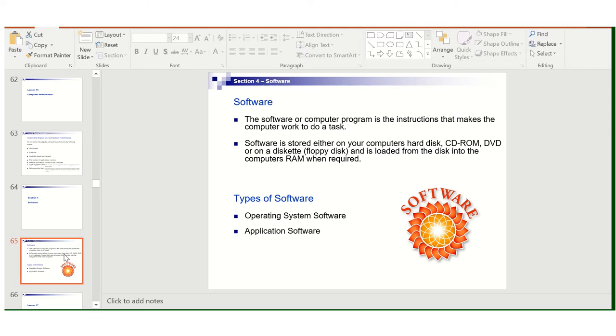So two types of software: operating system software and application software. Do you know the difference? Which one is loaded first? Operating system software. Can a computer operate without operating system software? I hope your answer was no. It cannot. Actually, if you go to a shop and buy a computer and it doesn't have operating system software, you don't have a computer. You just have, let's call it, a shell.